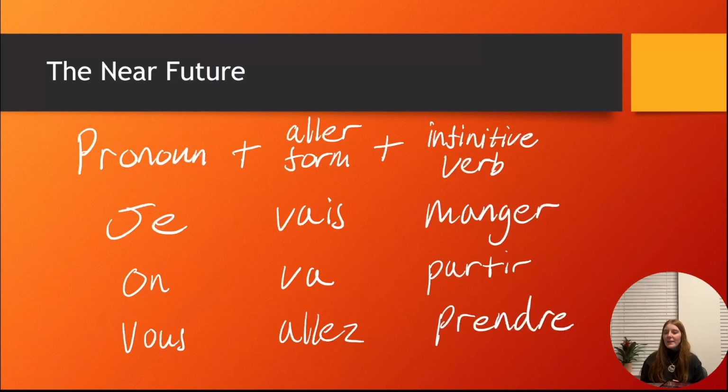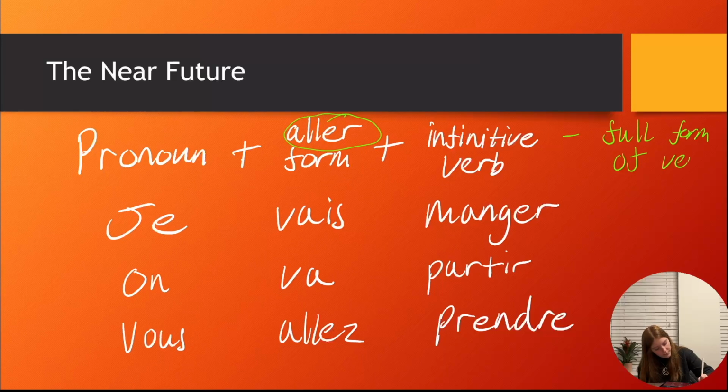So how do you form the near future tense? Well, it's all about aller, as you can see here. So you use a pronoun, so je, tu, il, elle. You add the aller form, so vais, va, allez, allons, vont. And then you add an infinitive verb. So what's an infinitive, you're going to be asking? An infinitive is just the full form of the verb. So it's manger, partir, prendre, as we've got here. So it's the full verb, unmodified, we've done nothing to it. Full verb on its own.